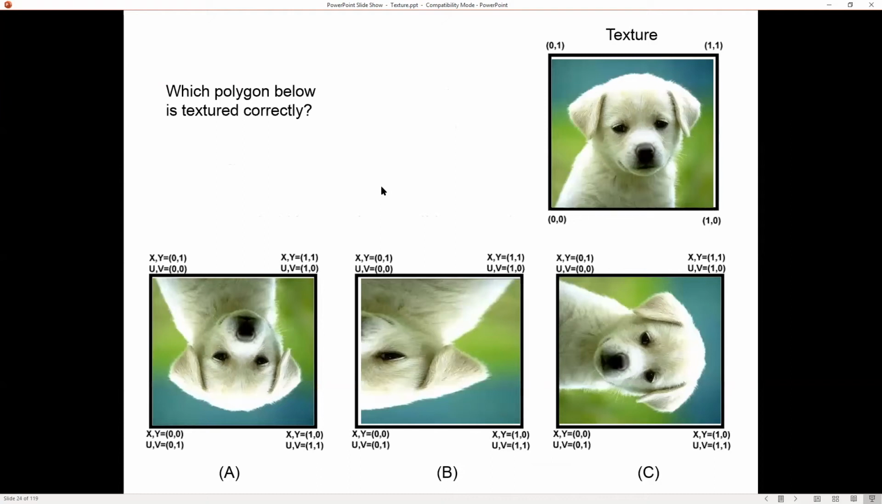So it's time to have a question on UV coordinates. You should see a poll. Our texture is up here on the top right. These are squares that were rendered, and I've specified the X, Y, and the UV at each of the vertices. So which one is the right one?